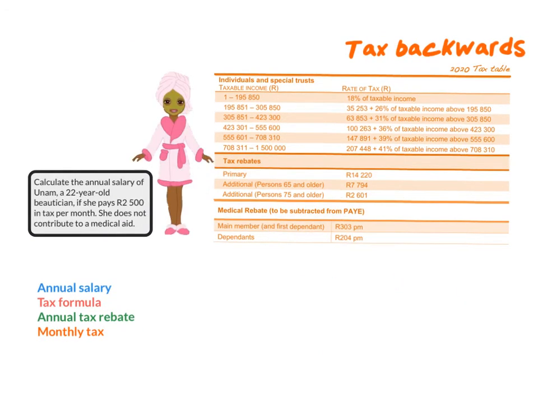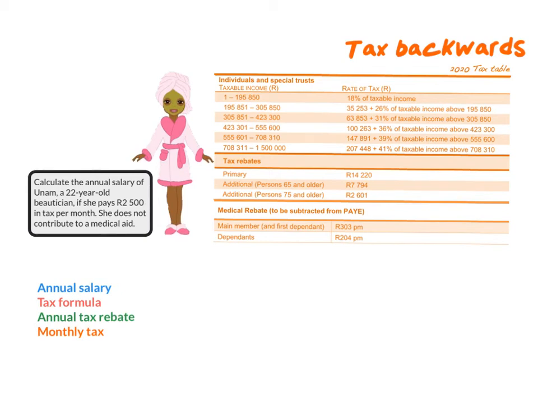In this last example, we are going to do tax backwards. This means that the monthly tax amount is given and we are asking for her annual salary. So let's look at the situation. Calculate the annual salary of Unam, who's a 22-year-old beautician, and she pays 2,500 Rand tax per month. She does not contribute to medical aid, which really makes this question a little bit easier.